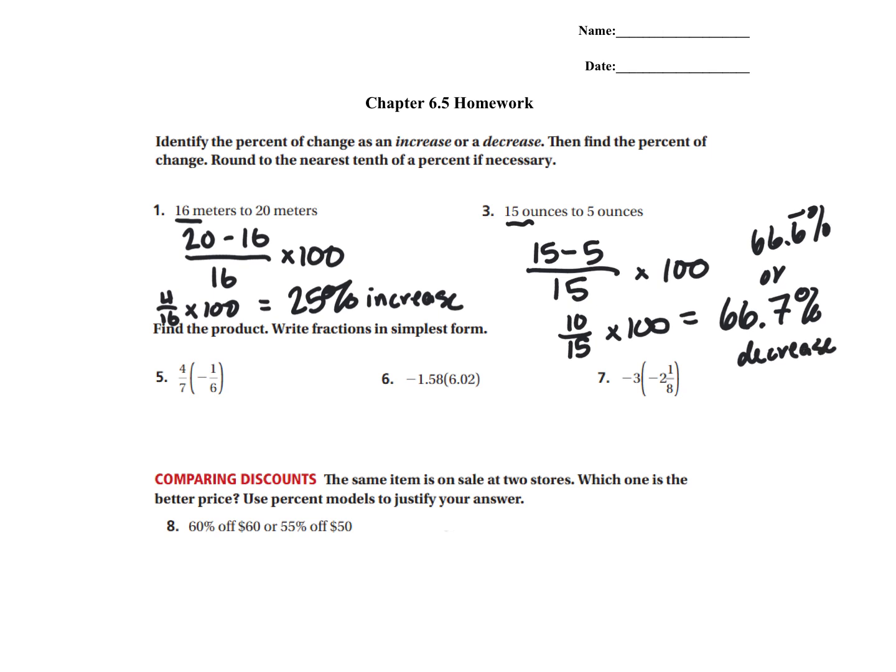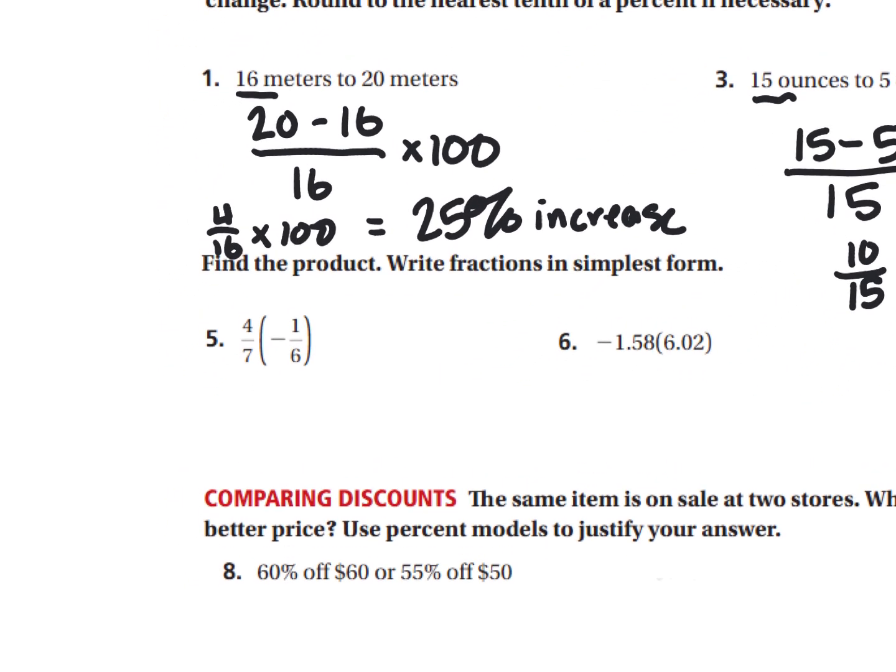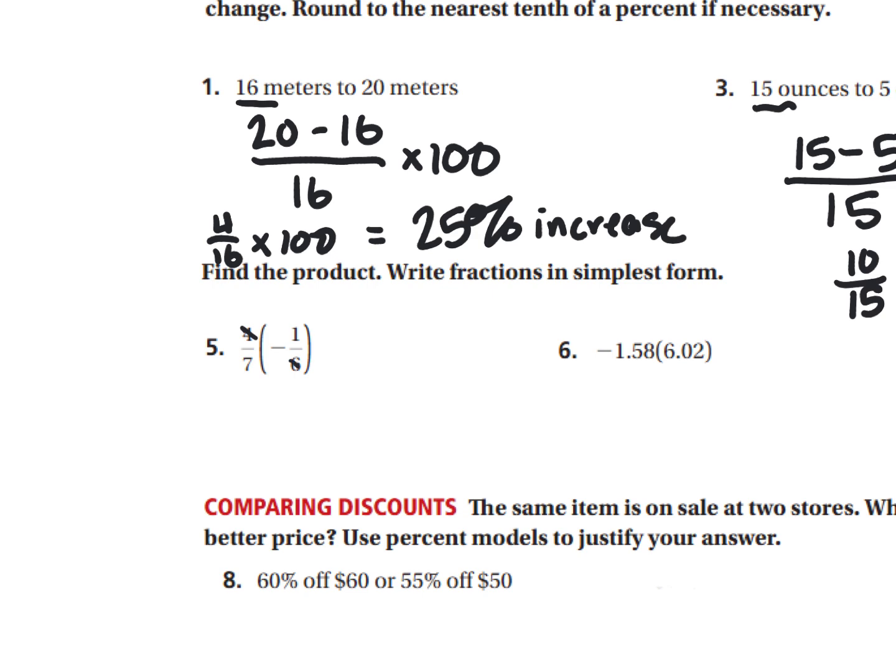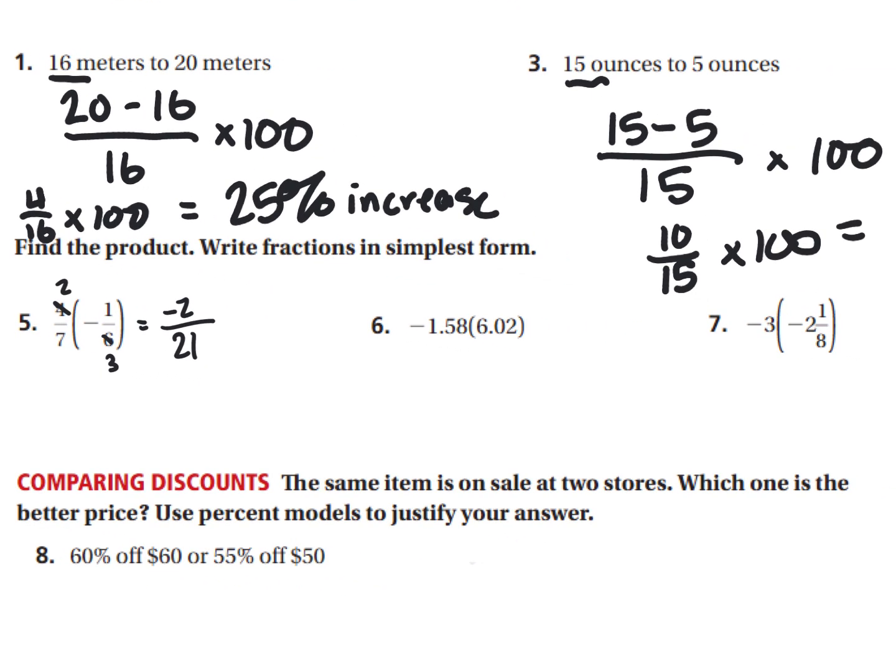5, 6, and 7 is asking to find the product and just write the fractions in simplest form. Okay, for the first one here, I can simplify a little bit beforehand. This can become a 2, this can become a 3. Both of those are divisible by 2. 2 times a negative 1 is going to be negative 2. 7 times 3 is 21. That is as simplified as I can get it. Negative 2 over 21.